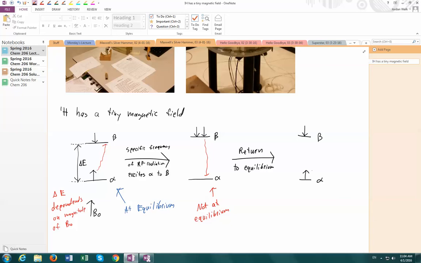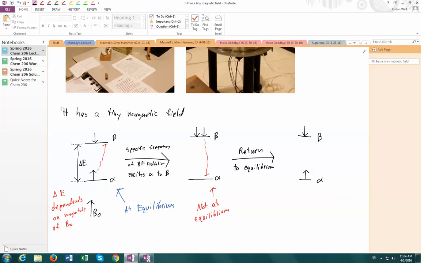And so when we go the other way, what do you think is going to happen? Are we putting in more energy, or are we releasing energy now? We're releasing energy. And specifically, what range of the electromagnetic spectrum do you think we're going to be releasing energy on?